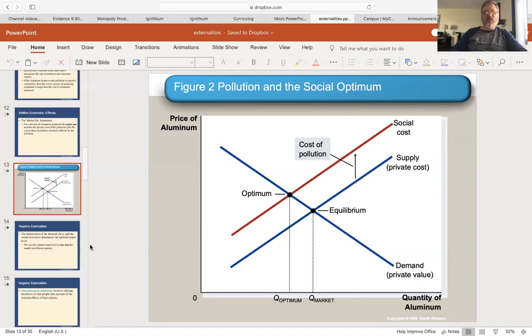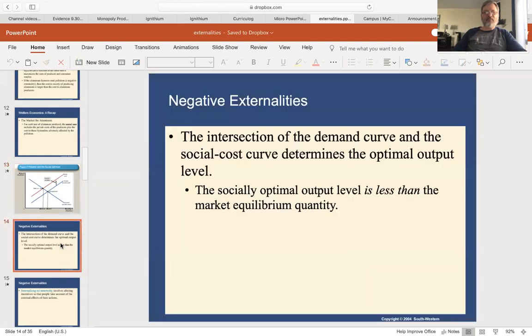But at this point in time, you should just note that where the social cost, which includes the external cost, the cost of pollution, and all of the private costs of the supplier, where that crosses the demand curve is the socially optimal quantity of the good. And here, it's less than the market equilibrium quantity. So if we let the market do its own thing and be completely unregulated, then we'll get too much of this good being produced, and therefore too much pollution from a social perspective. It'll be inefficient.